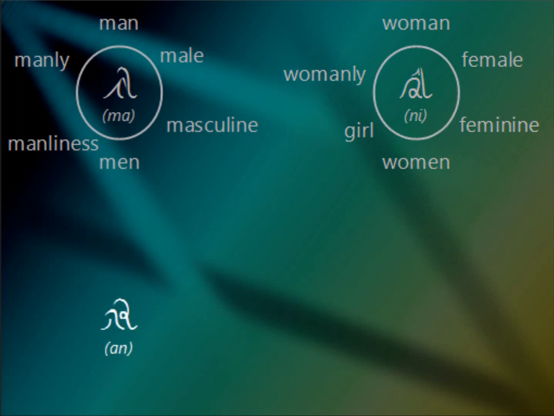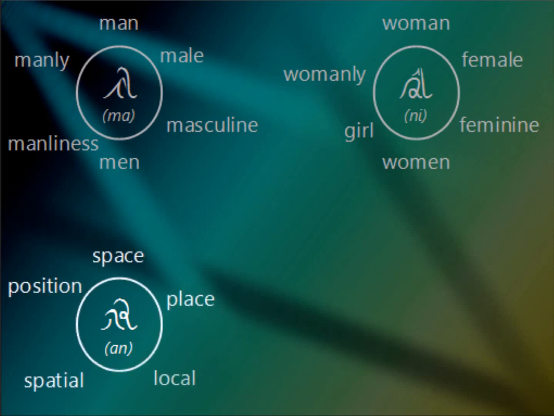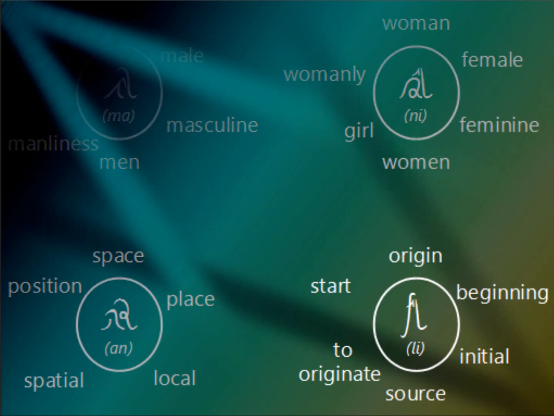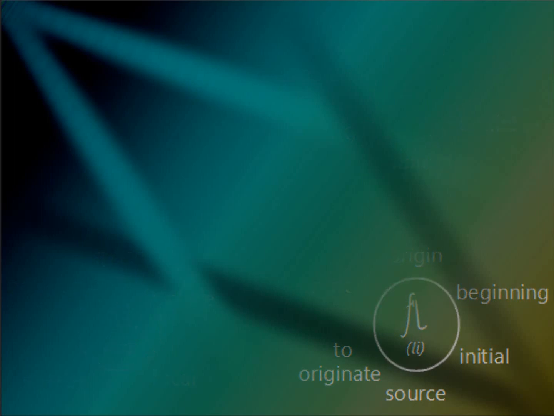Here's another example. The root word an is related to space and can therefore mean space, place, local, spatial, position, and so forth. A final example, the root word li can mean origin, beginning, to begin, initial, to originate, start, departure, etc. As you can see, these root words convey a broad and general idea rather than being easily translatable to another word in another language, such as English. This makes Ælis very context-sensitive.